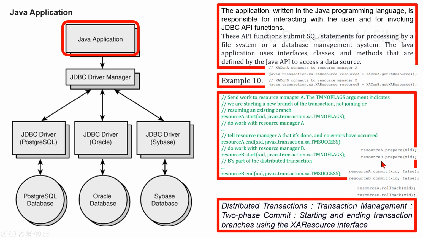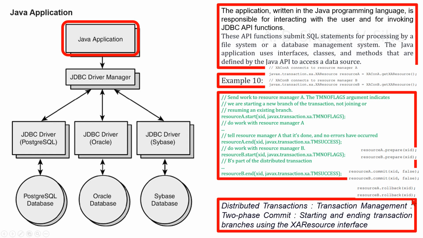A participating resource manager can vote to roll back the transaction by throwing javax.transaction.xa.XAException. Step 5, both participants vote to commit. The transaction manager tells each one to commit its piece of the distributed transaction. The second parameter tells the resource manager not to use the one-phase commit protocol on behalf of the XID. Here the database is committing the distributed transaction.